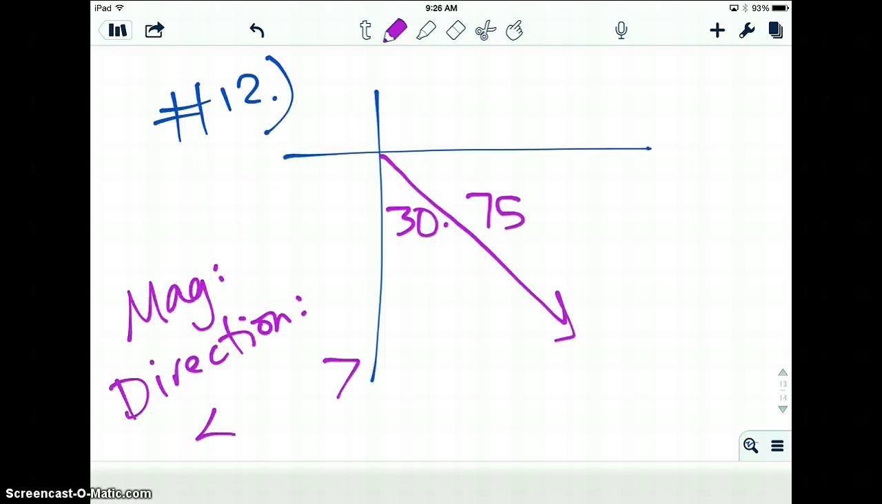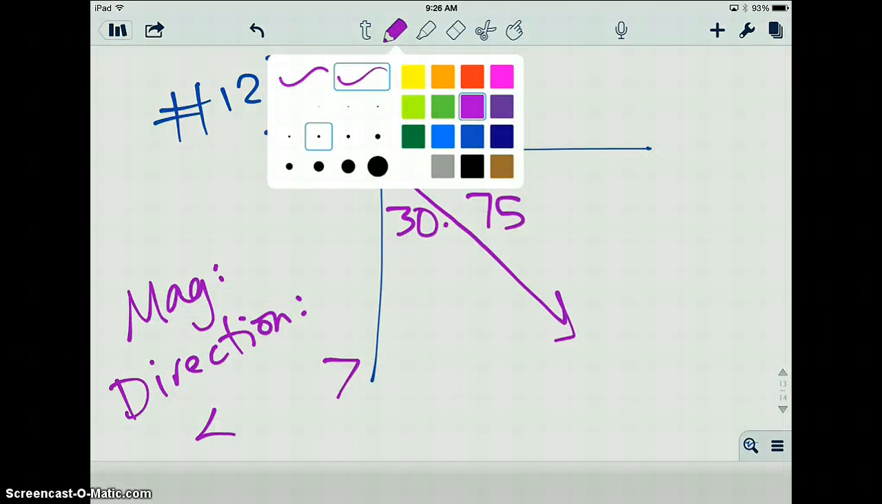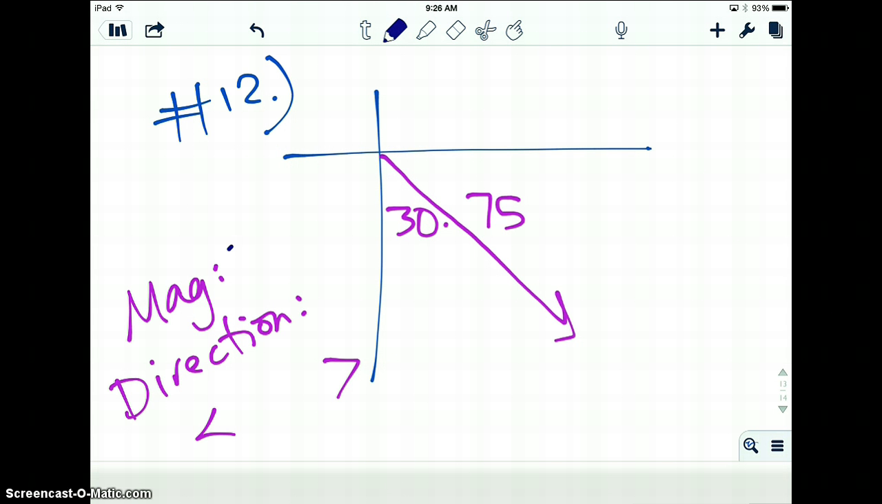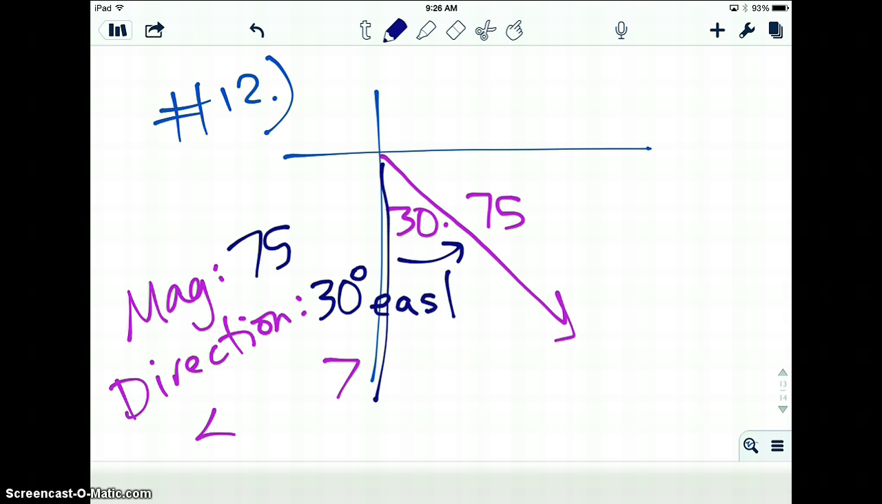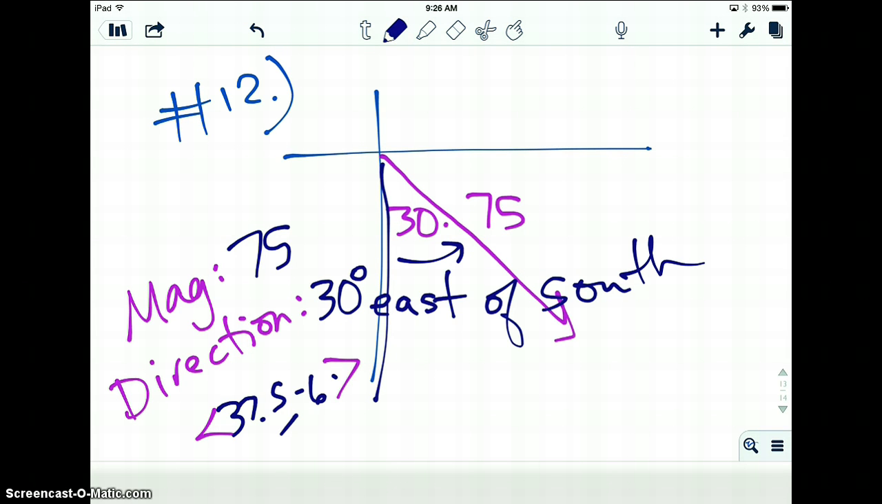Okay, 3 things I wanted: magnitude, direction, and the ordered pair to describe this vector. Magnitude is 75, direction is 30 degrees, what of what? So I'm going to start here, which is south, and I'm going this way, which would be east. So I'm going to say 30 degrees east of my initial starting point, south. And then the ordered pair for number 12 to the nearest tenth is going to be 37.5, comma, negative 65.0.